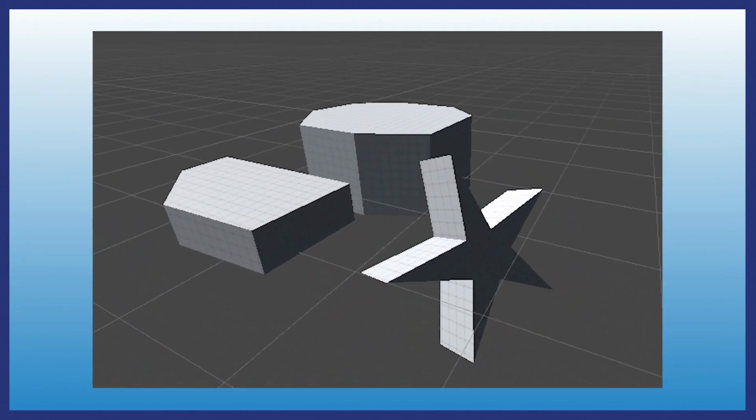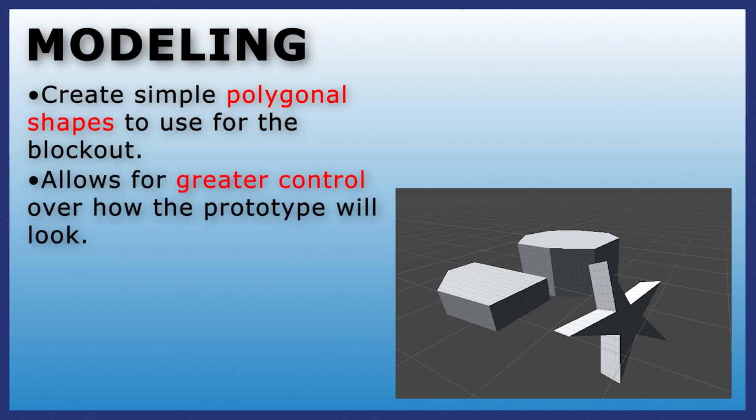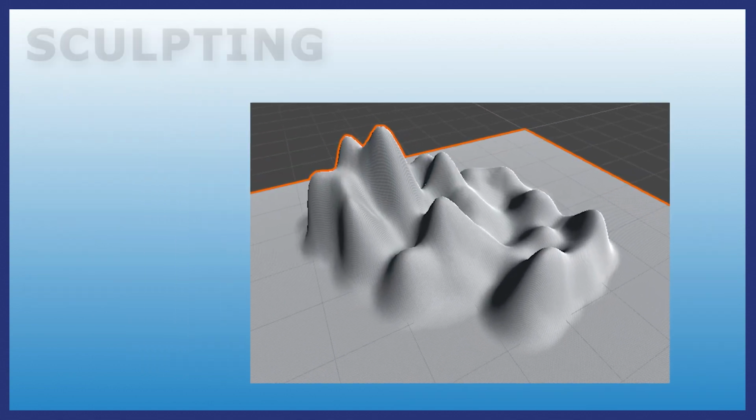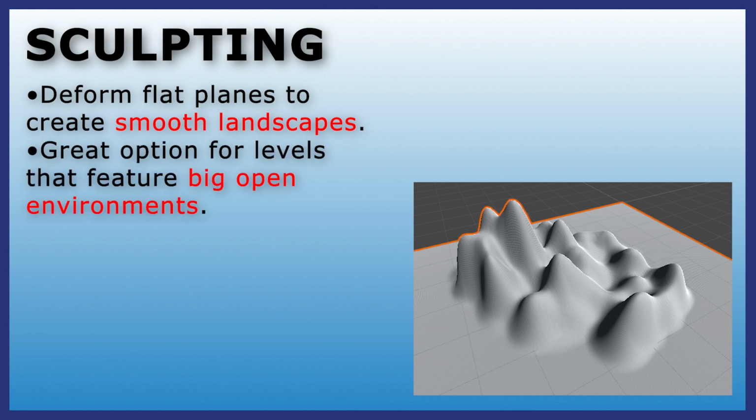This is where our second option, modeling, comes in. With this option, you can model your own low-poly shapes to use for the blockout, which allows for more control over the way it will look, and allow for greater levels of detail. Lastly, there's sculpting, which involves deforming flat objects and planes to create smooth, realistic landscapes for your level. This is the best option if you're creating levels that feature large, natural environments, especially open-world games.